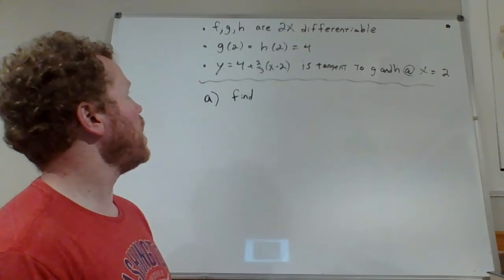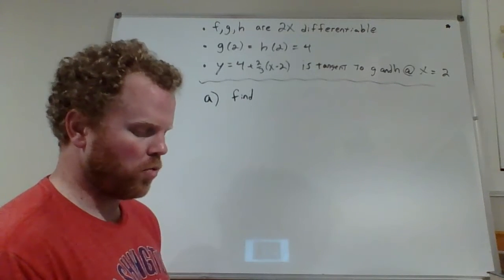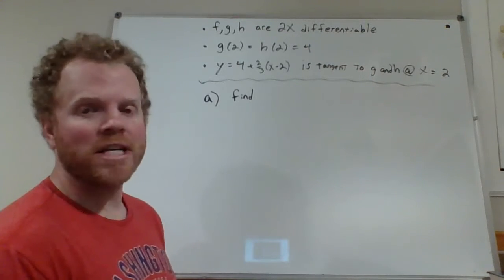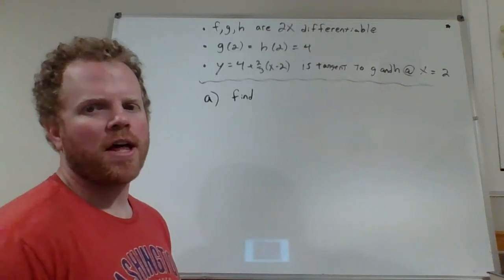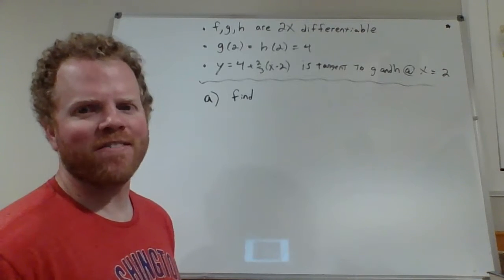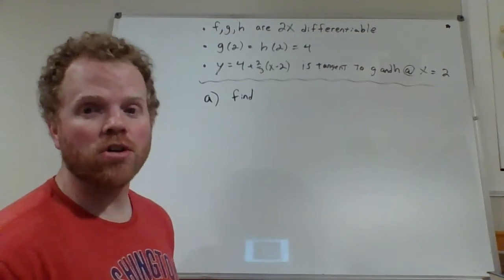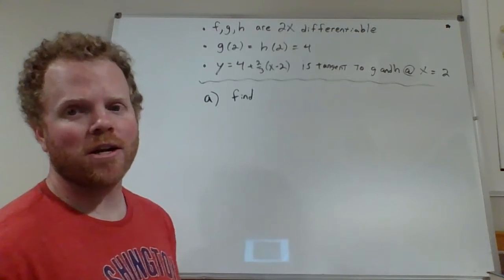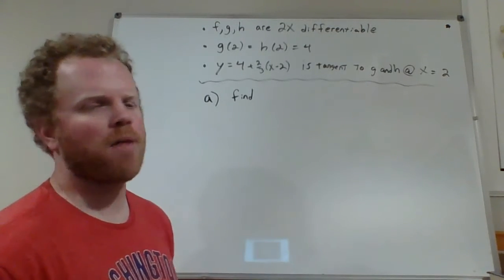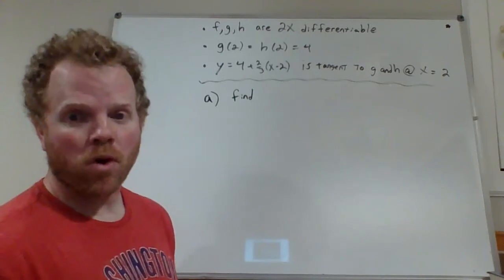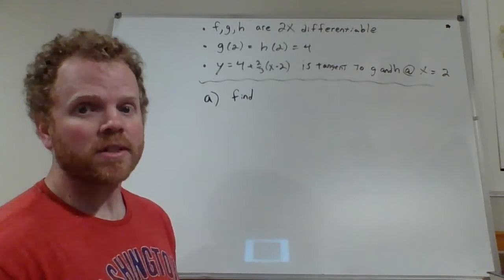So this one is number 6 from the 2019, so last year's AP exam. f, g, and h are twice differentiable functions. That is a very telling statement, but very succinct. It tells you that they're differentiable, but differentiable also means that they're continuous. So that's going to be a huge thing in this particular problem. Twice differentiable just means we're good for the first derivative, we're also good for the second derivative.